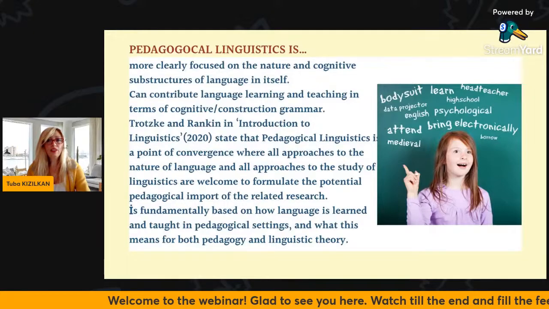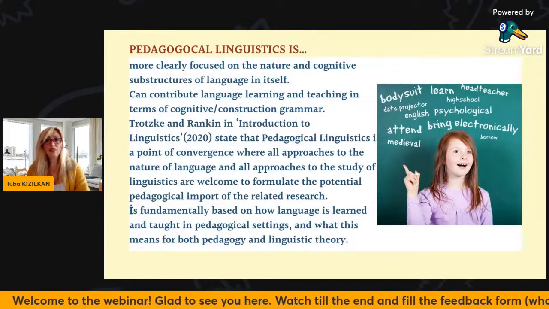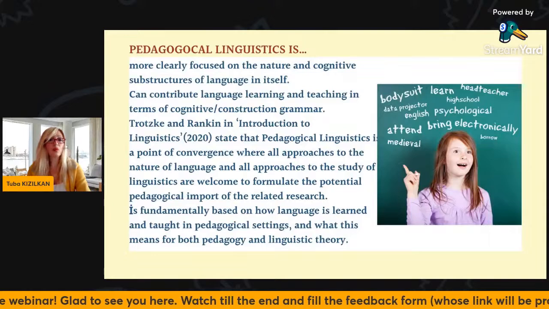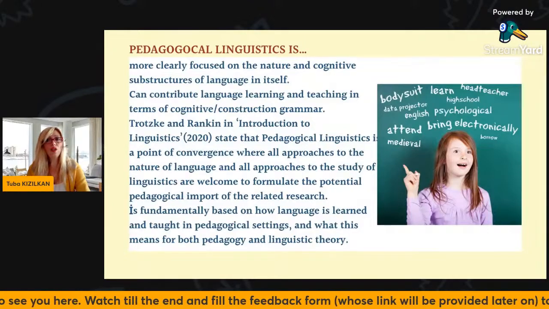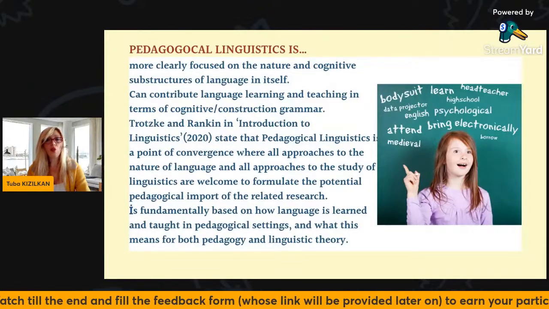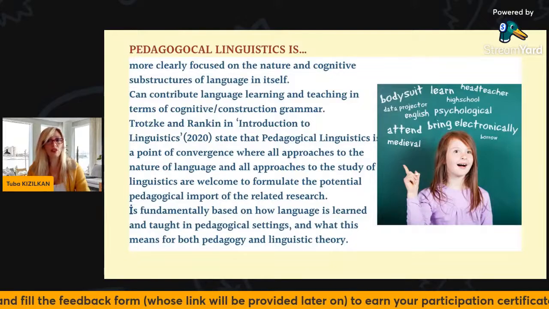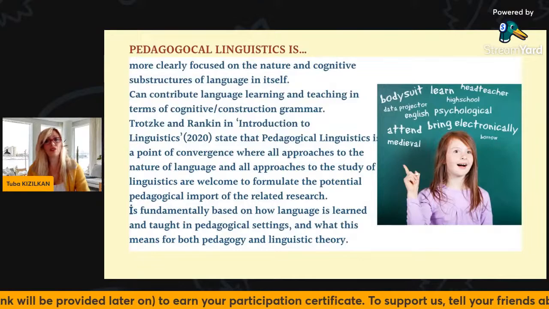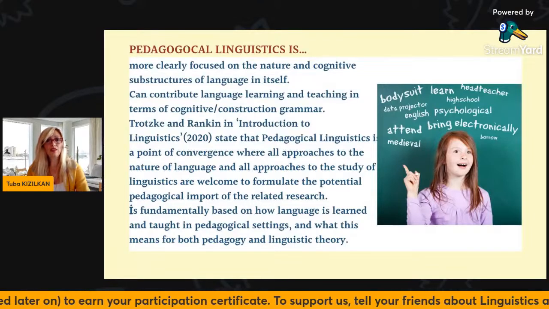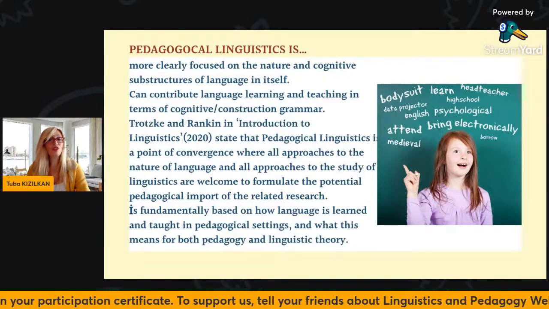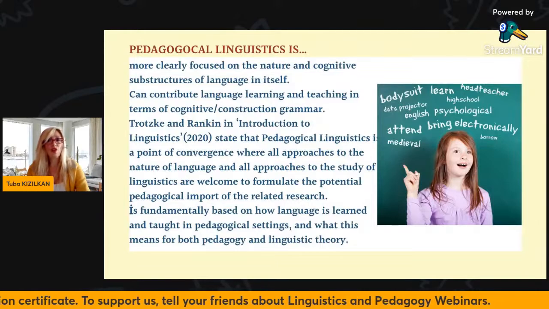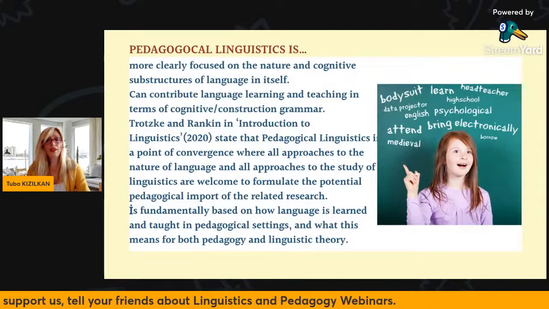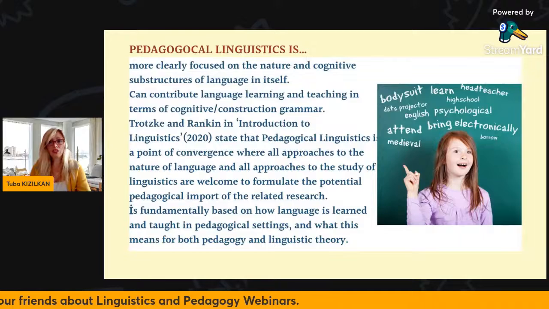And Trotsky and Rankin in Introduction to Linguistics also state that pedagogical linguistics is a point of convergence where all approaches to the nature of language and all approaches to the study of linguistics are welcome to formulate the potential pedagogical import of related research, and is fundamentally based on how language is learned and taught in pedagogical settings and what this means for both pedagogy and linguistic theory.